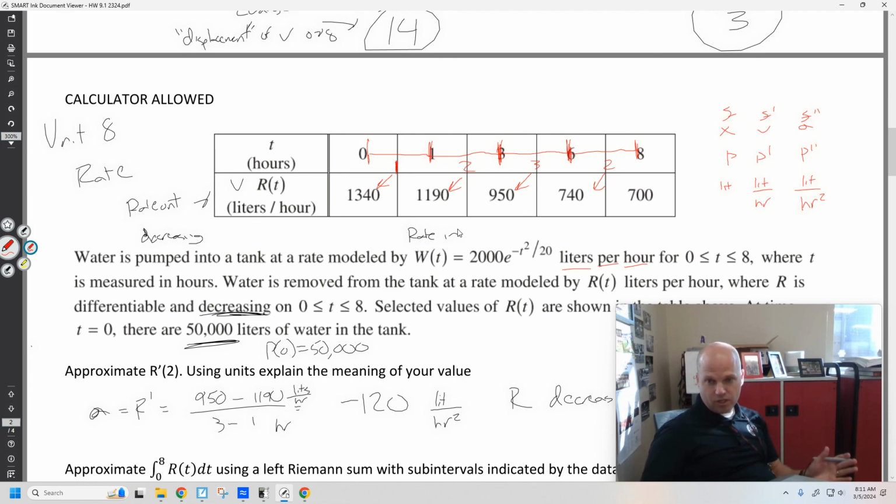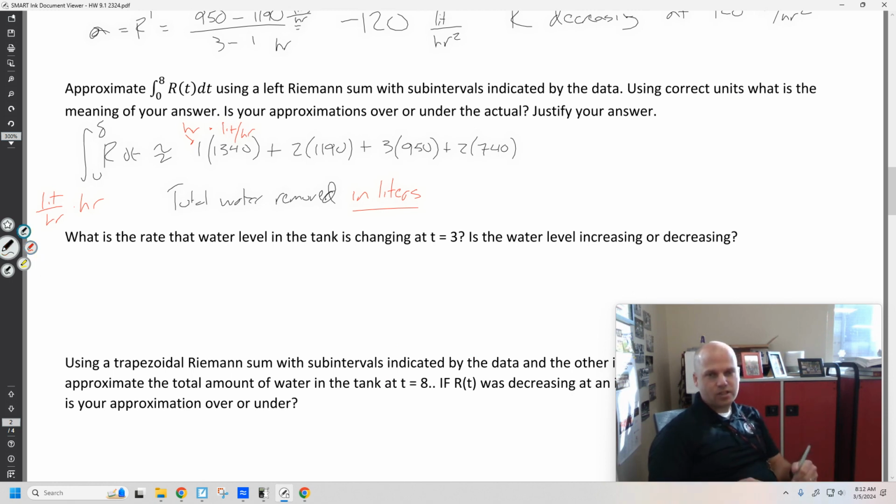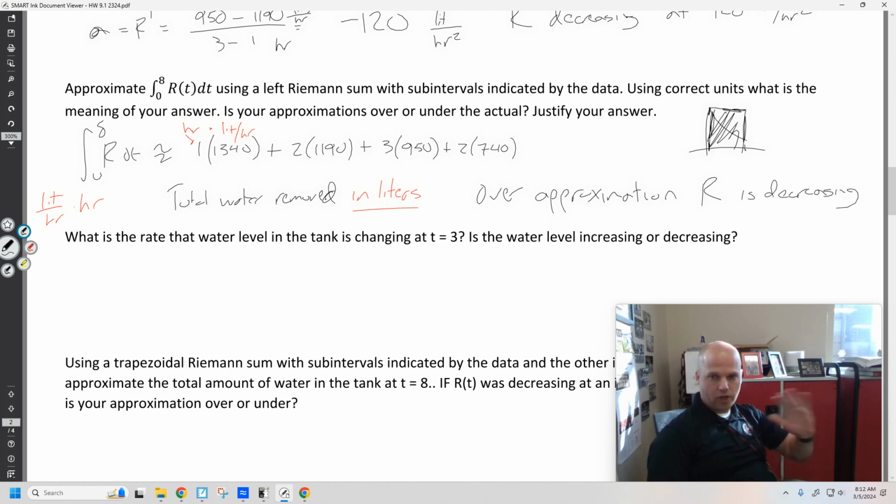This function's decreasing. I'm using the larger y's on all of these intervals. Since I'm using the larger y's, this is an over approximation. You can draw a graph if you want to. If something's decreasing and you're using the y value on the left over that interval, then we can see we have an over approximation. What is the reasoning behind it? You were told R is decreasing. Done.